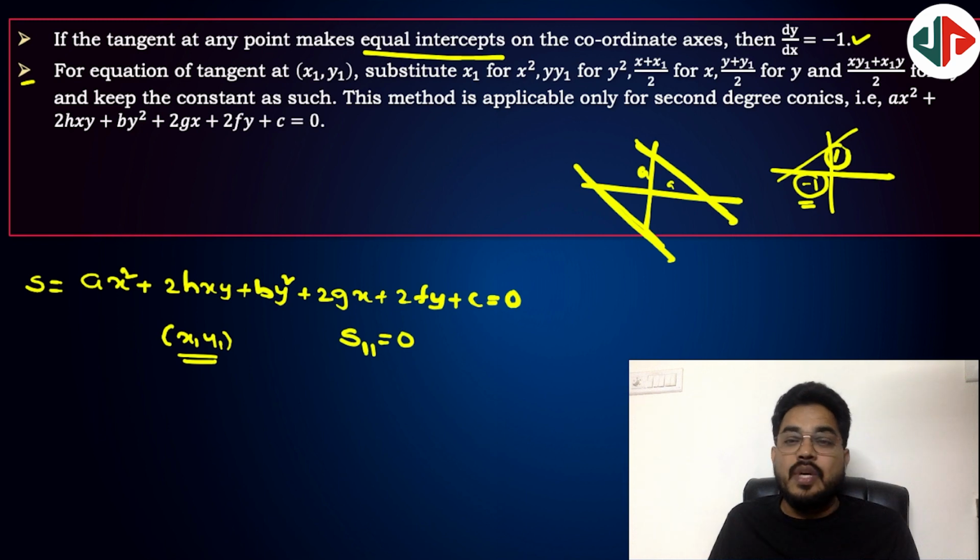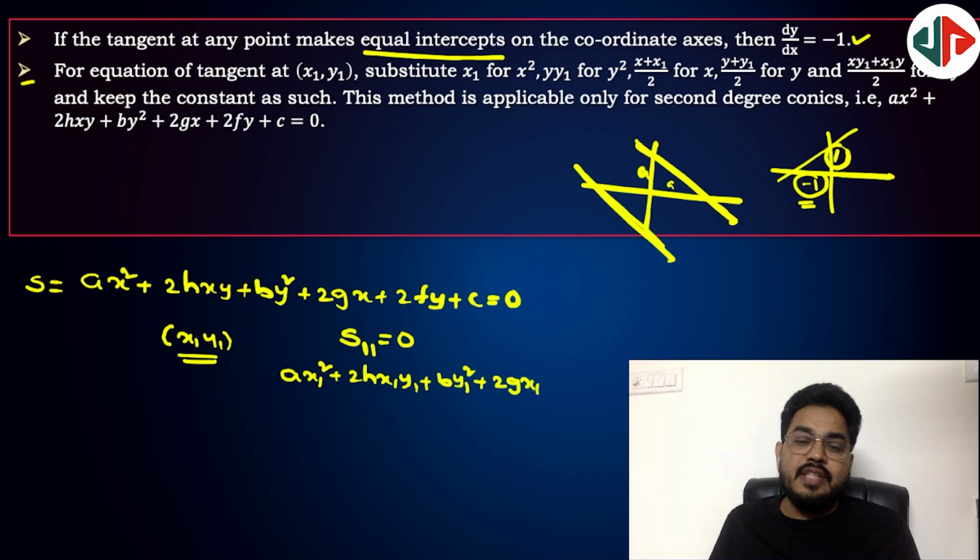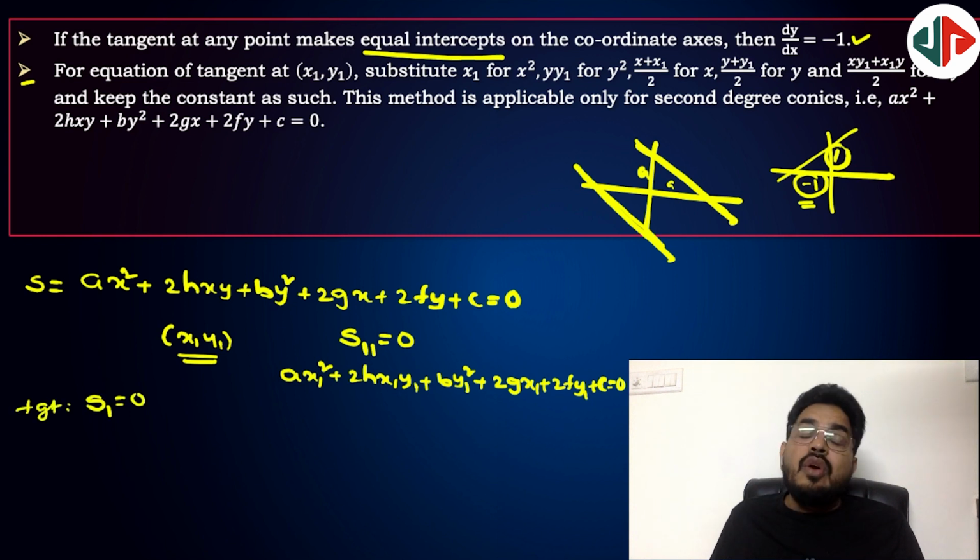What is S11? That is ax1 square plus 2hx1y1 plus by1 square plus 2gx1 plus 2fy1 plus c. This value has to be 0. In that situation, the tangent equation is S1 is equal to 0. What is this S1?